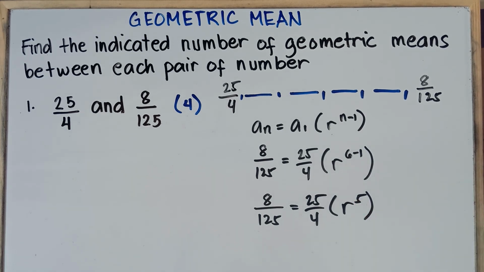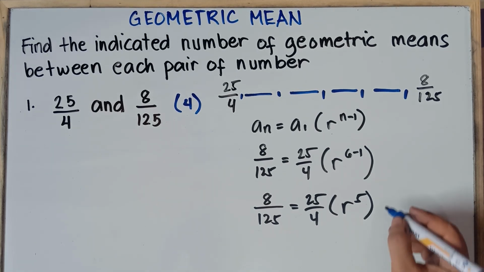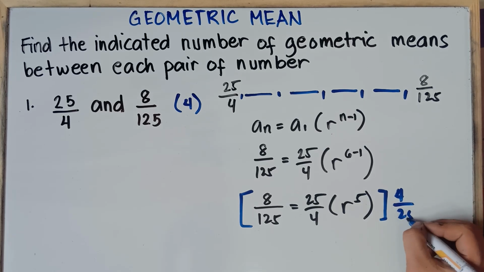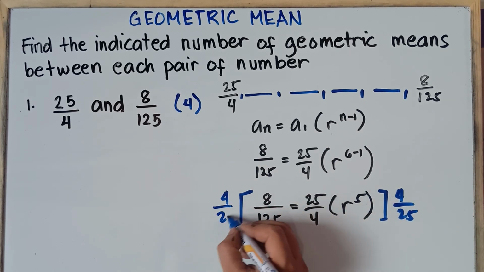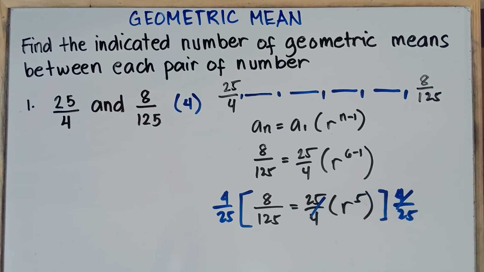Now you have 2 solutions, class. First solution, you can apply the properties of equality. You can multiply both sides, class, by 4 over 25, so that we can cancel this out. Okay, we can cancel this out, class. And the remaining equation will be only r raised to the power of 5.